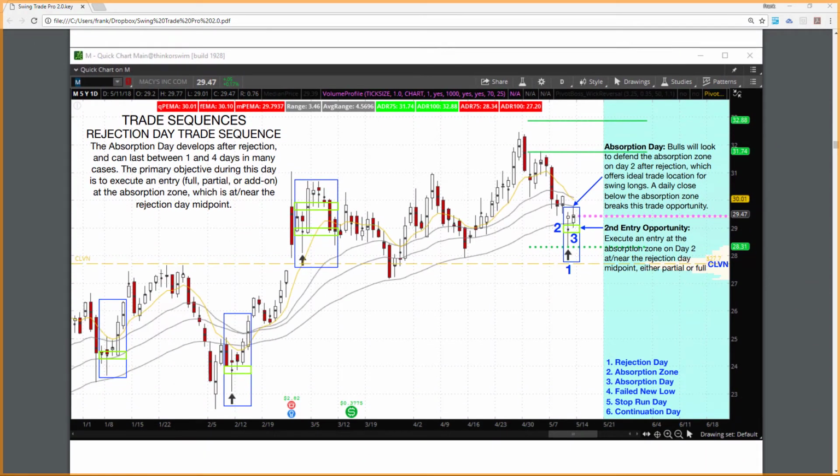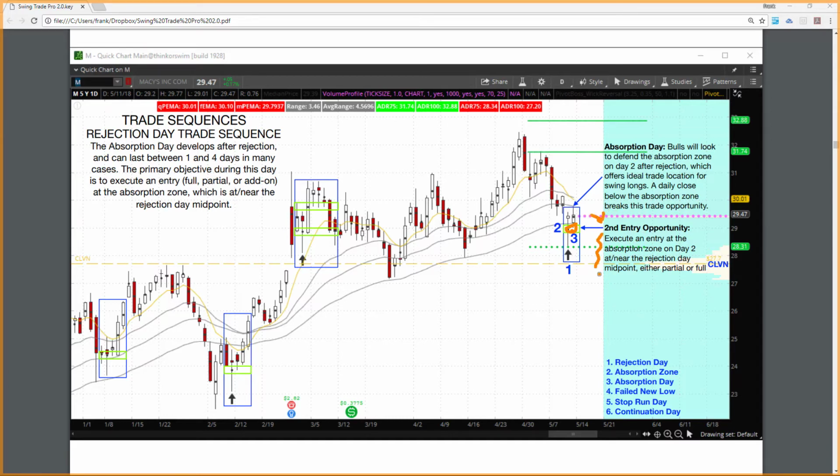So this is what day 2 looks like. Day 2 has an open above the midpoint. It takes out the high briefly and pulls back to the absorption zone. And again, that's exactly what you want to see. That pullback right there allowed another entry opportunity. So that's your second entry opportunity.